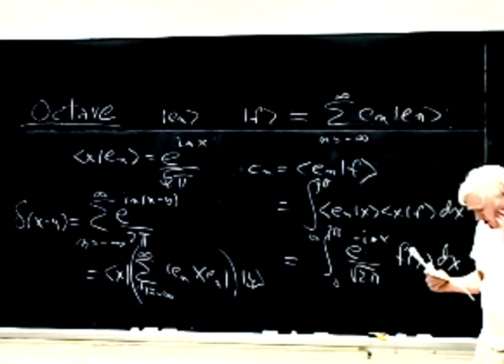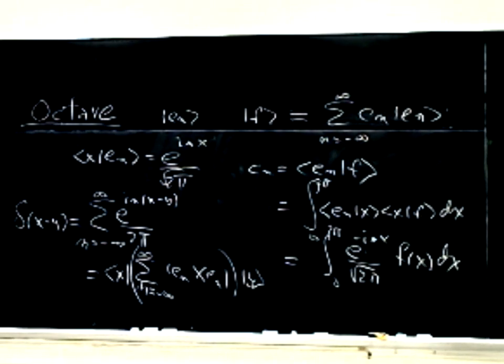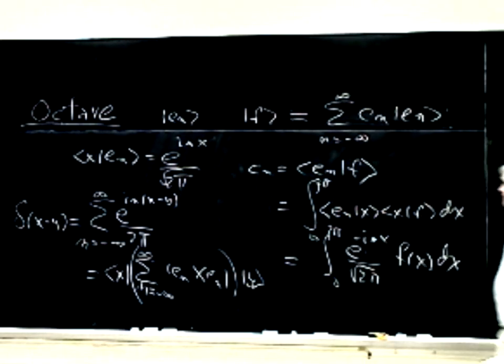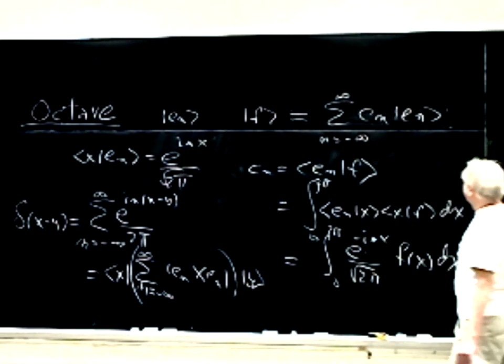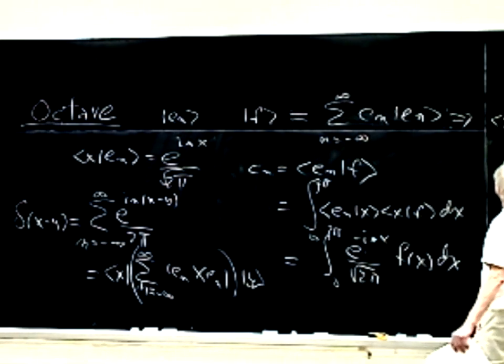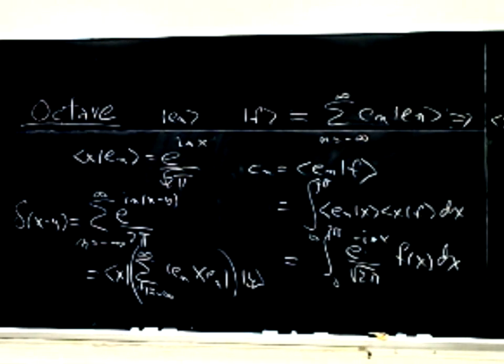And I mentioned where to put the 2 pi's is an issue. The simplest way to do it is to just use the square root of 2 pi, and then the square root of 2 pi's occur all over the place, but this equation gives you f of x equal to the sum of Cn from minus infinity to plus infinity of e to the i n x over root 2 pi.